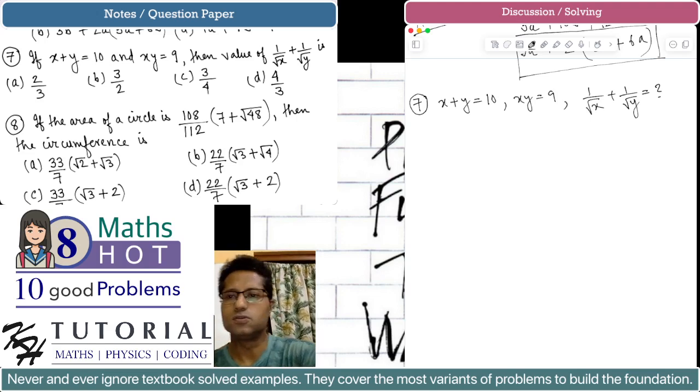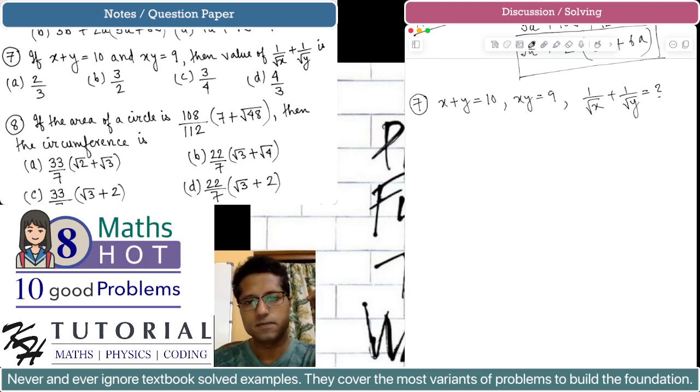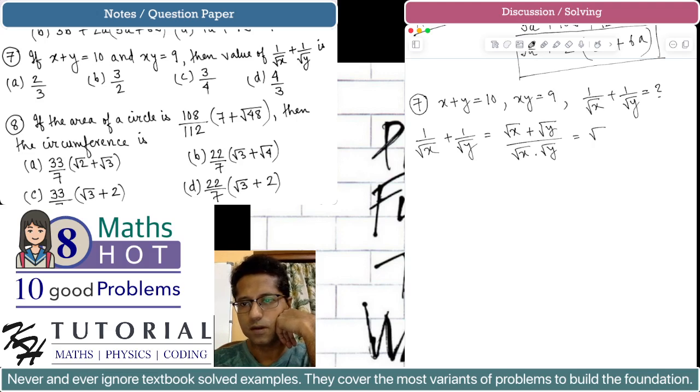Now the given expression has root x and root y. Now what is 1 by root x plus 1 by root y? If I simplify this, we just do the LCM, that is addition of two rational numbers, and we get root x plus root y divided by root x into root y. Now this is equal to root x plus root y divided by square root of x into y. We know the value of xy is 9.